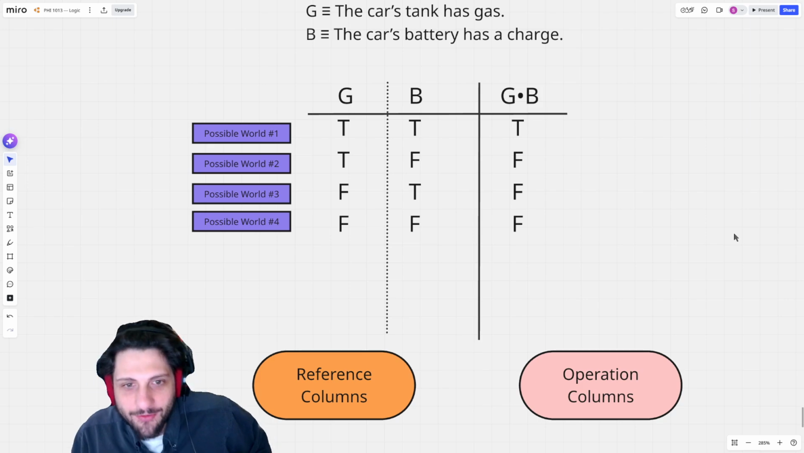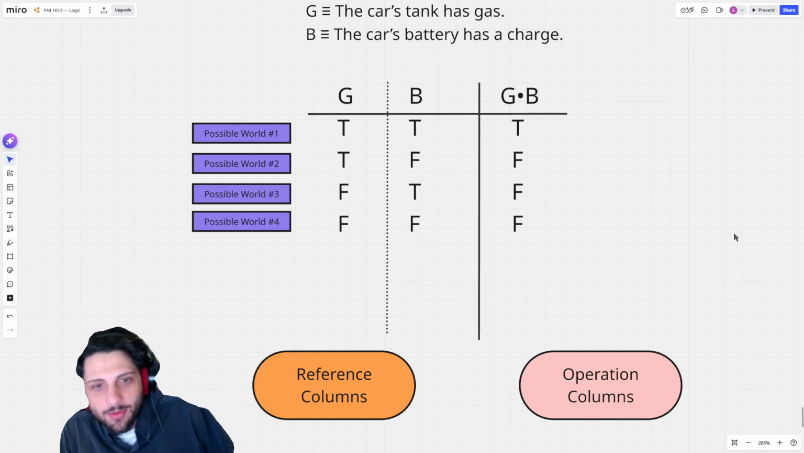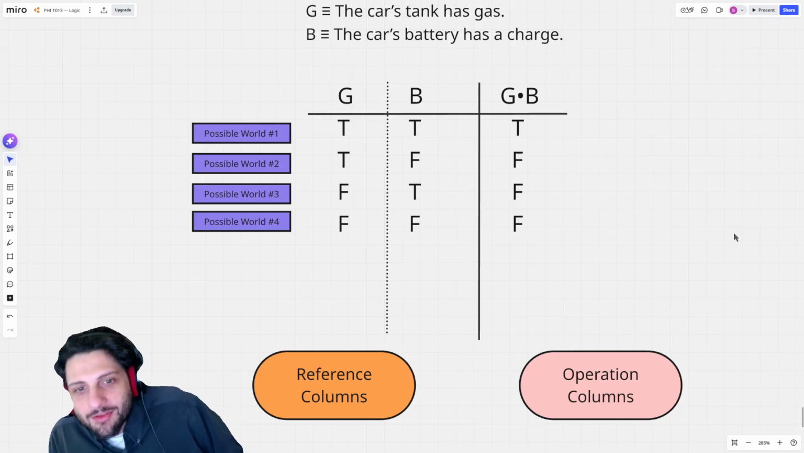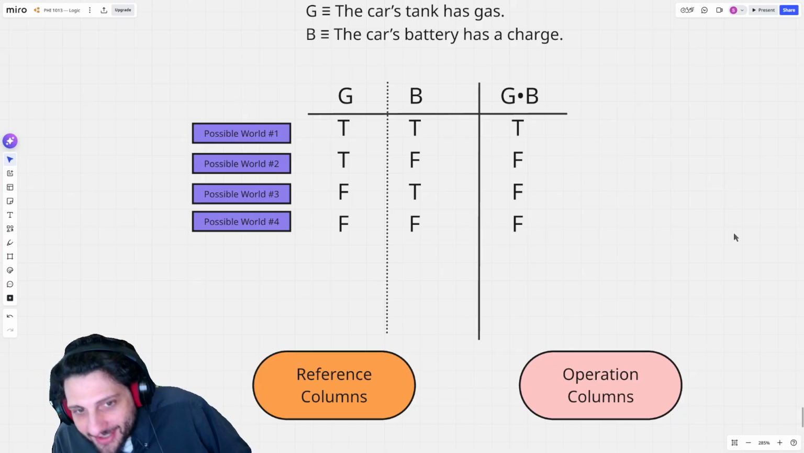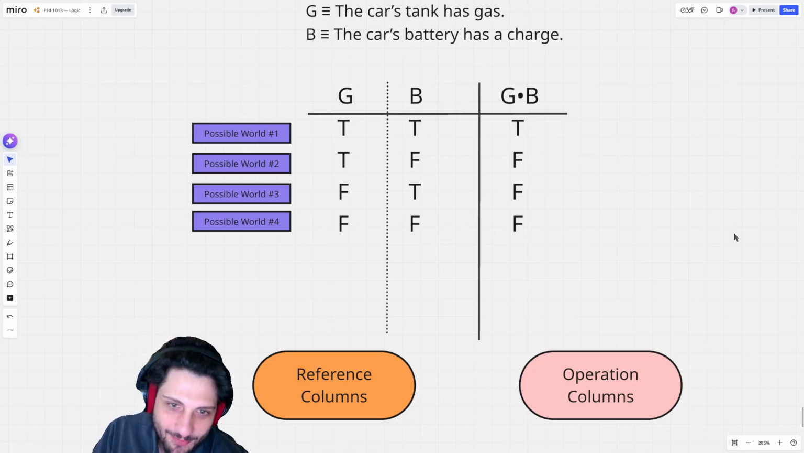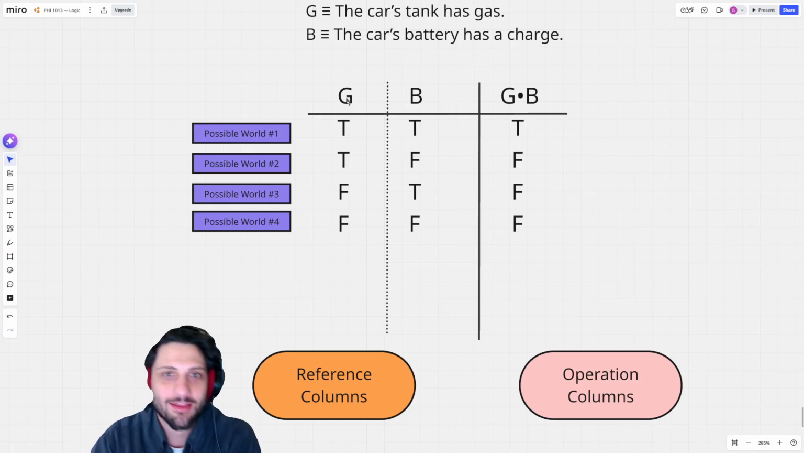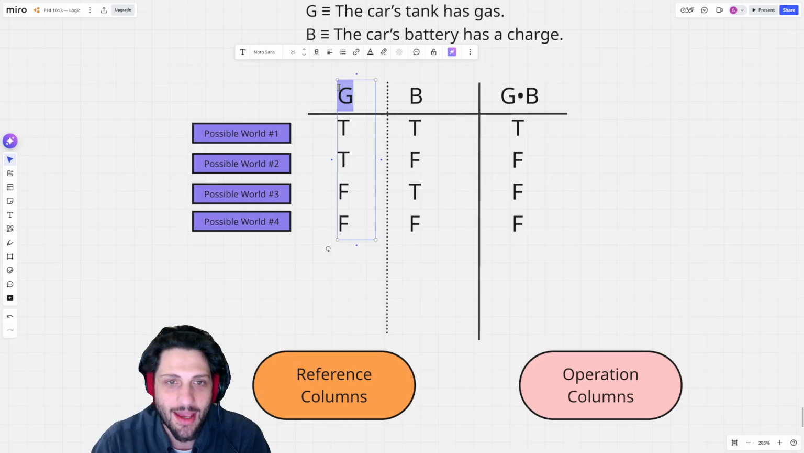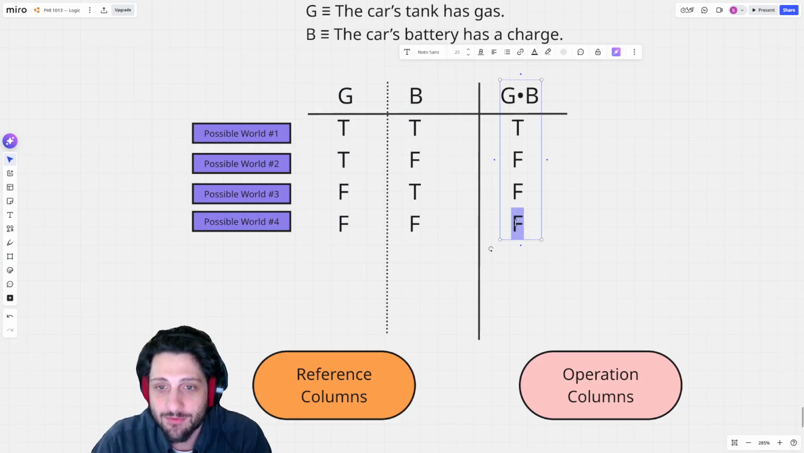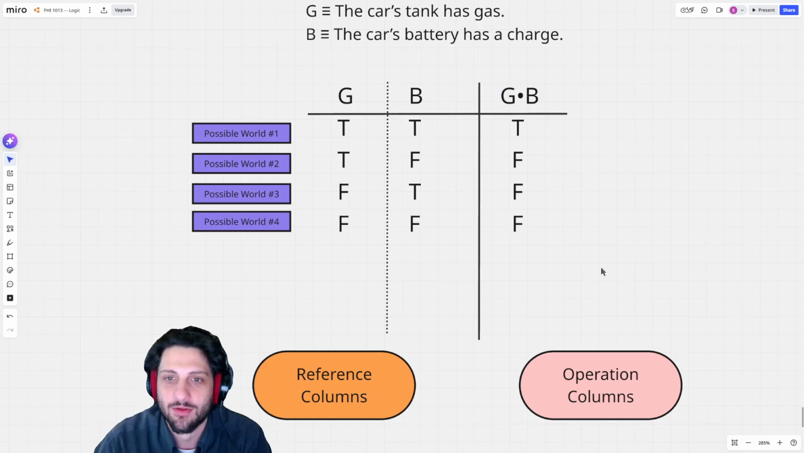If you're telling me you're going to give me a puppy and a kitten for Christmas, and I get neither one of those things, right? It's not true to tell me I should have gotten or that I got both, right? Like that was a false promise, right? If you tell me that there's gas in the tank and charge in the battery, but there's neither one of those things, then it's false to say that there's both of those things.